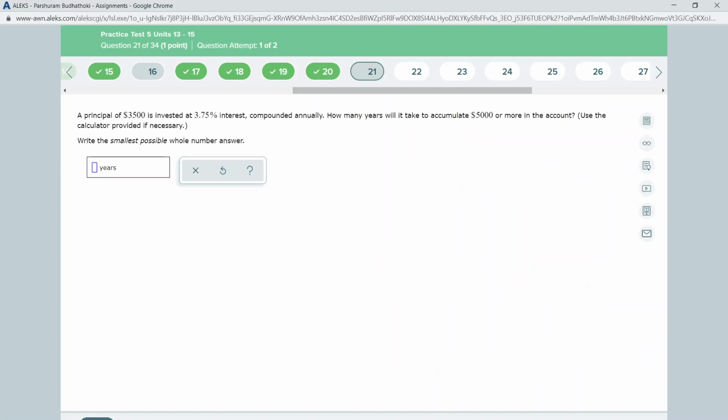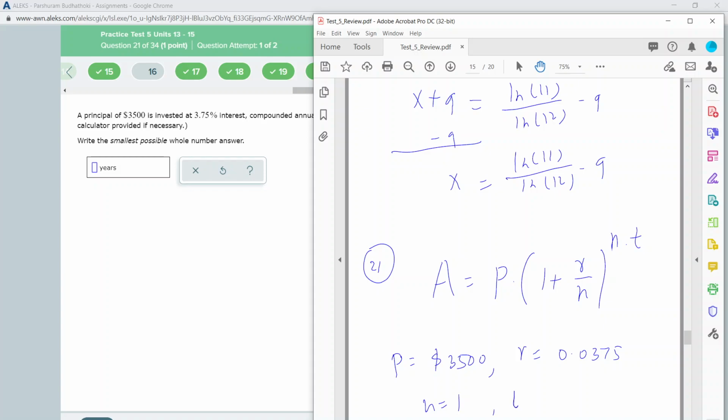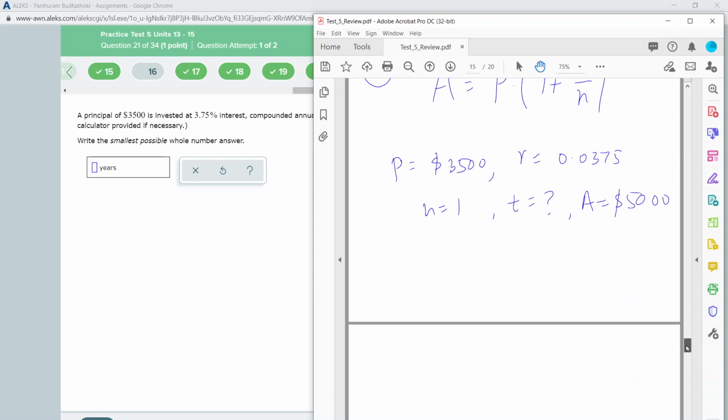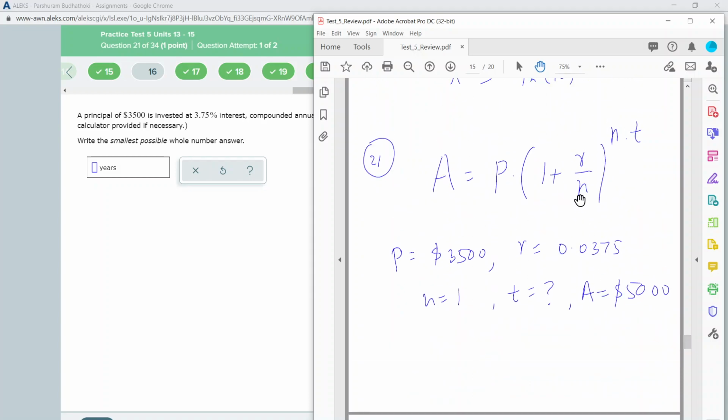and how many years will it take to accumulate 5,000. So you need to find out the time to make that principal 5,000. So that 5,000 is the amount after some time. So you need to find out the value of t. For this kind of problem, you can see that there are 1, 2, 3, 4, 5, 6 variables. Out of 6, if you know 5, then you can solve for the last one. So in this case, we know everything except time. So let's plug this value back here.